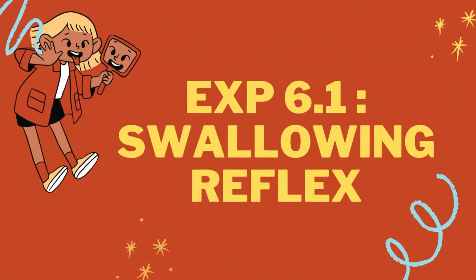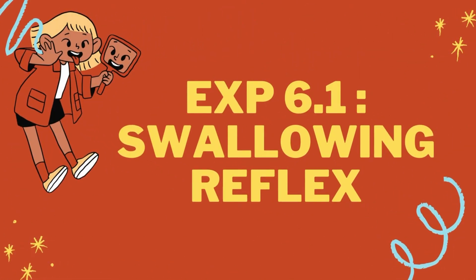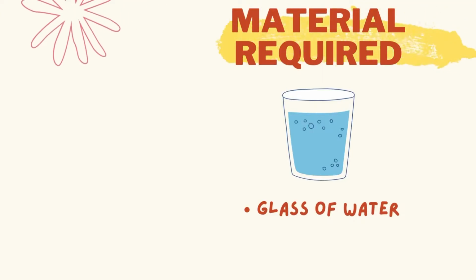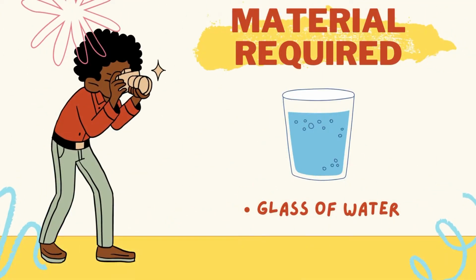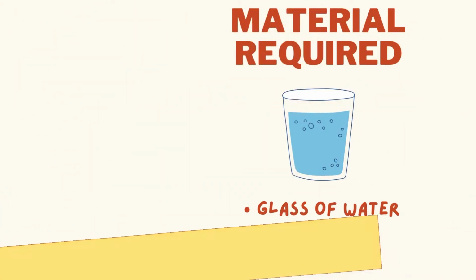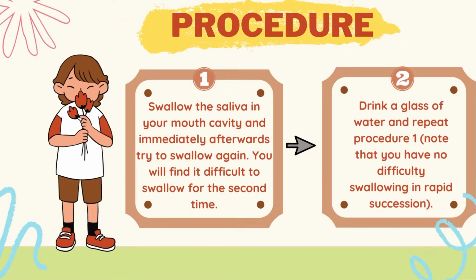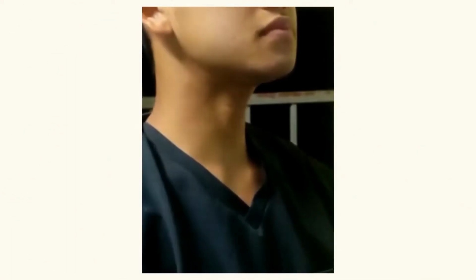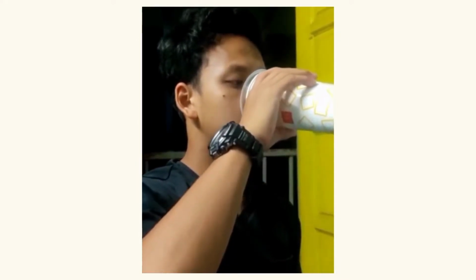This is our first experiment, experiment 6.1, the swallowing reflex. The only material required in this experiment was a glass of water. For the procedure, the first step is to swallow the saliva in the mouth, and immediately afterwards we swallow the saliva again. Next, drink a glass of water and repeat the first procedure.